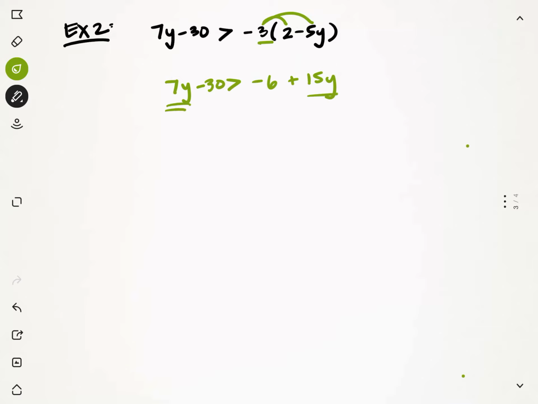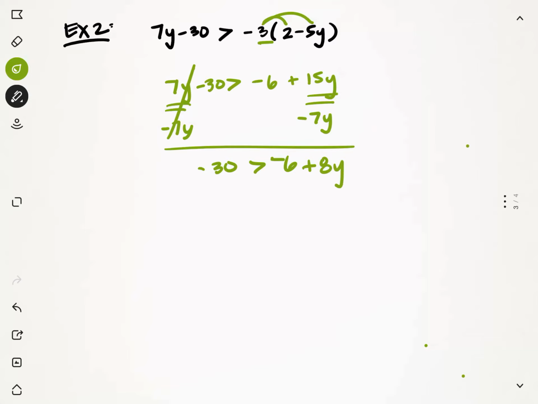So now we're looking at these two variables, 7y and 15y. We remember that the rule of thumb when we're moving our variables to the same side is we take the smaller one. We don't have to, but it makes our job a little bit easier in the end. So we're going to move that 7y over by subtracting 7y on the left side. We're going to also make sure we do it on the right side. And now our inequality looks like negative 30 is greater than negative 6, and 15y minus 7y is positive 8y.